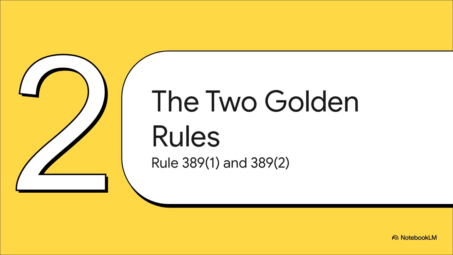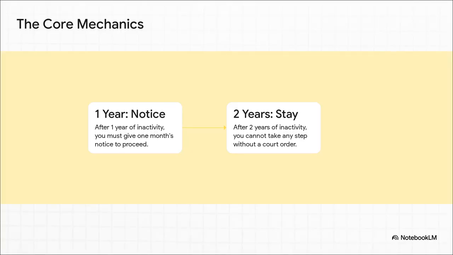Okay, now for the part you absolutely must get tattooed on your brain for the exam. Rule 389 has 2 key triggers. They're both based on how long the case has been inactive. If you can get these 2 sub-rules straight in your head, you are well on your way. This is it. This is the core of it. For your exam, burn this in.